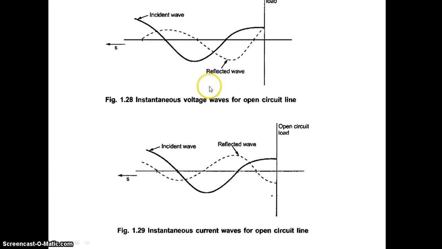This diagram shows instantaneous voltage waves for an open circuit line. This is the voltage wave and this is the current wave. The voltage is the same at the receiving end, the open circuit voltage, and the incident wave and the reflected wave are the same. But consider the open circuit current waveform: this is equal and opposite. This is the incident wave and this is the reflected wave.